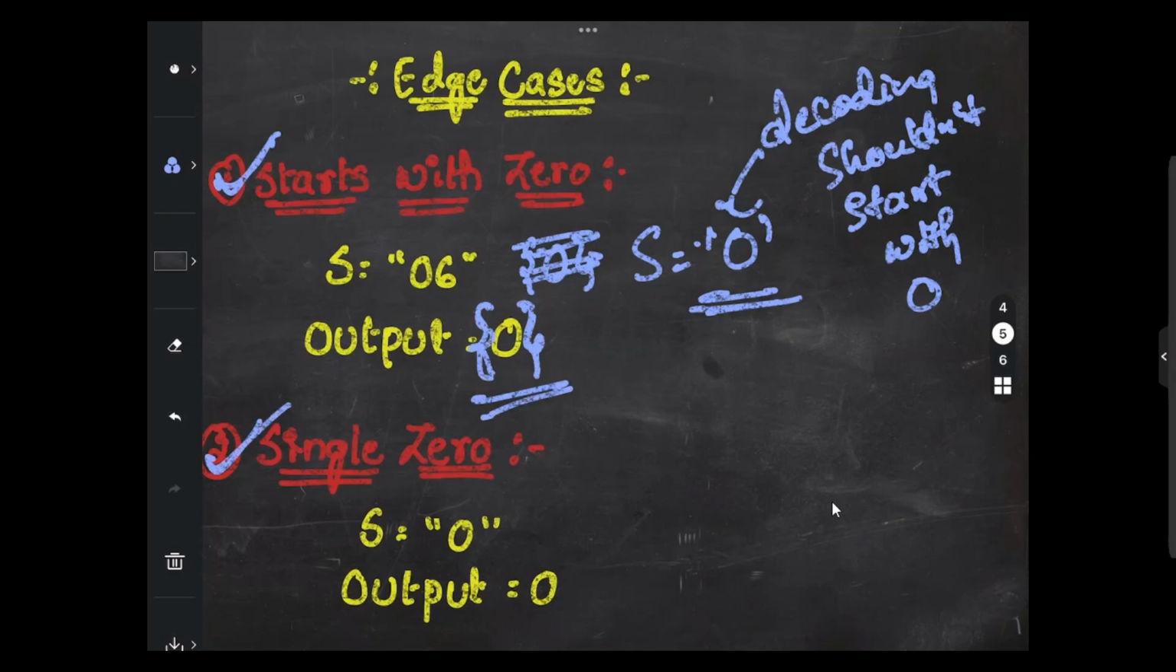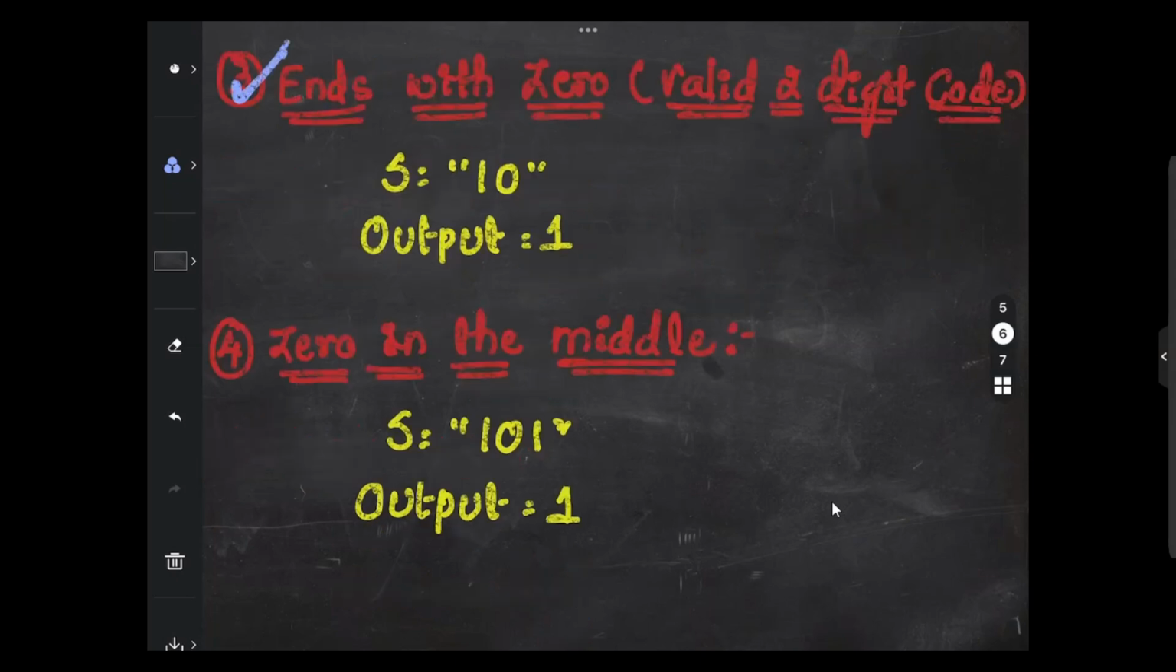This is fine. Single 0. So we have 0 here again. Whatever here, if it starts with 0, again we will return 0 itself when we have single 0. So this is for the edge case single 0. Let's move on with the third edge case here.